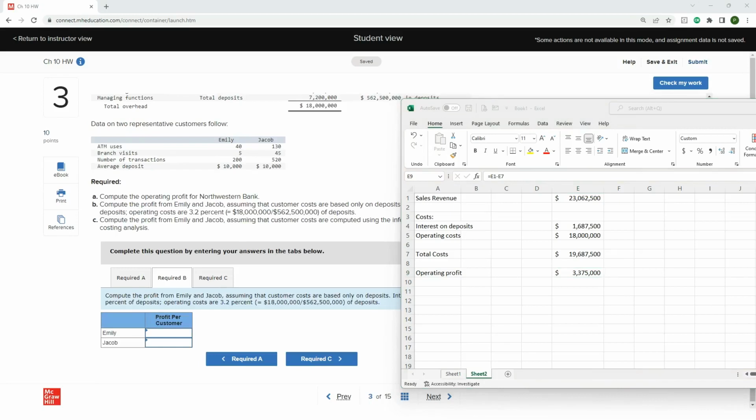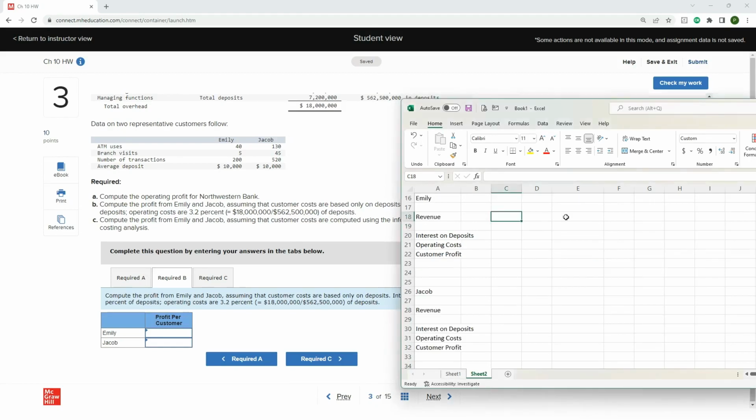For parts B and C, they want us to calculate how much profit we got from each customer, Emily and Jacob. For part B, we're calculating based on just an overall overhead cost, something we've done in prior chapters. And then for part C, we're breaking down the costs into different activities. So we're going to have to calculate the different rates to use for each cost driver.